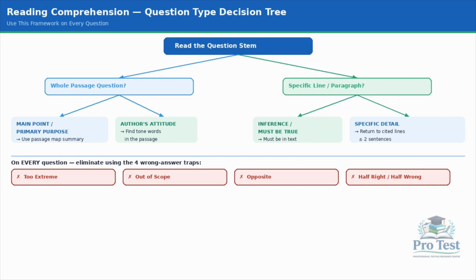Inference questions ask what must be true based on the passage. The correct answer is always directly supported by text, never an extrapolation. Author's attitude questions require you to identify tone words in the passage. Strengthen or weaken questions are rare in RC, but treat them exactly as you would in logical reasoning. Find the claim and evaluate whether the answer supports or undermines it.